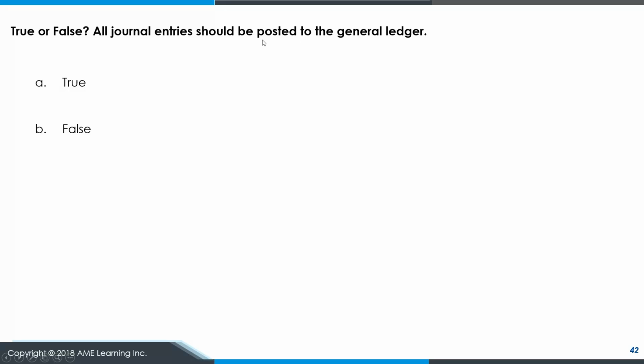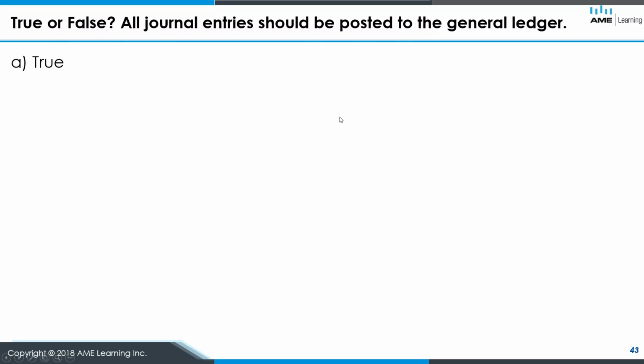Let's see, true or false, all journal entries should be posted to the general ledger. That's true. That's just a part of the process.